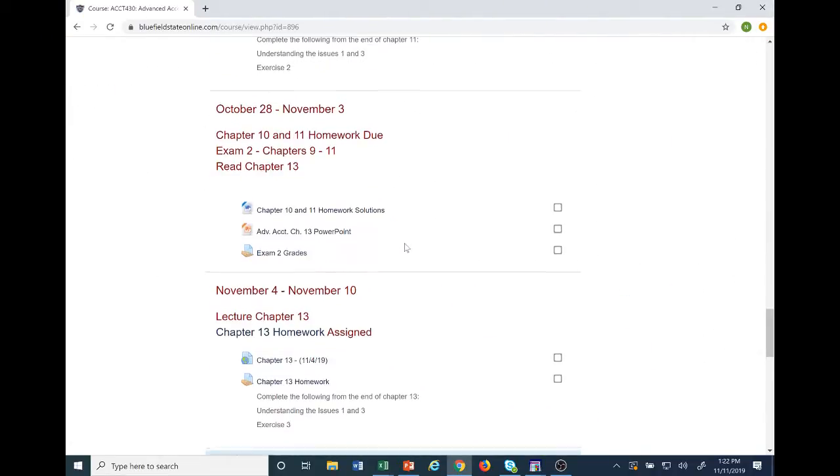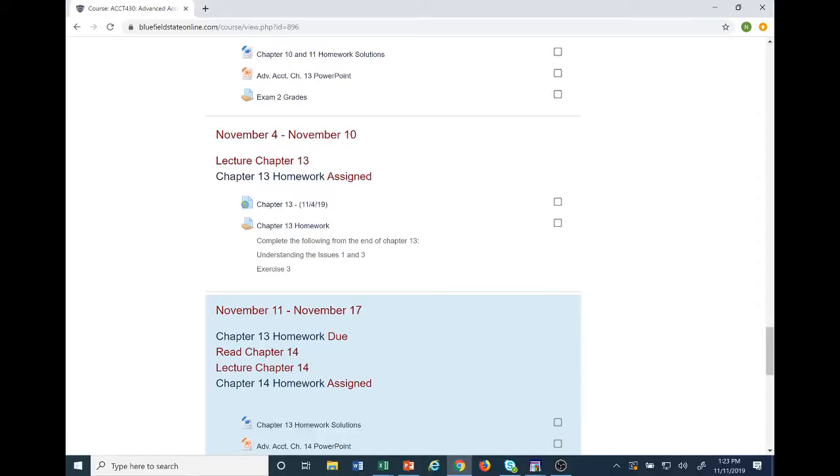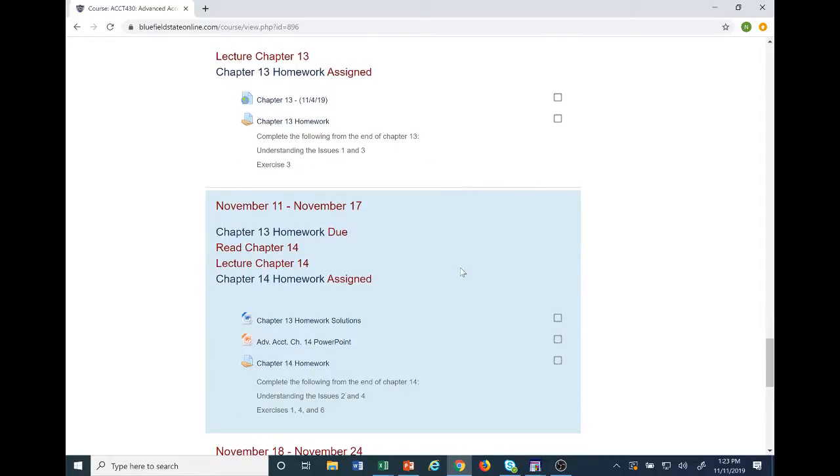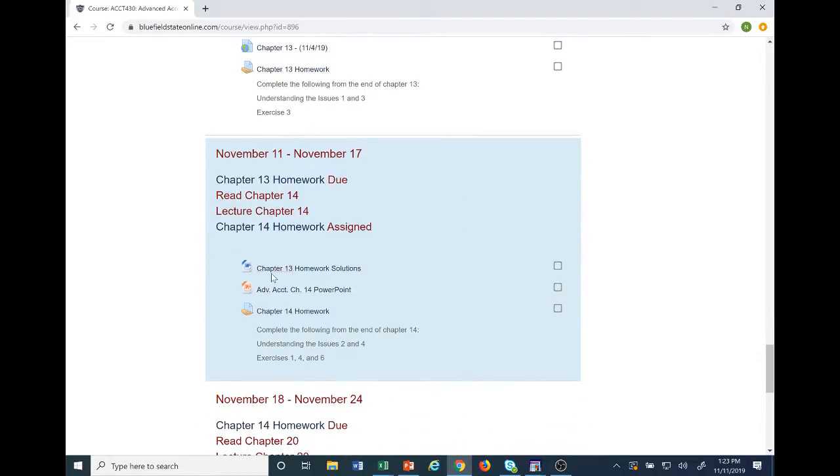Don't forget the Chapter 13 homework. It was assigned last week. Understanding the Issues 1 and 3 and Exercise 3 from the end of Chapter 13 is due today at 11:55. The homework solutions for that chapter are available here. Once again, use these as a key to guide yourself through the answers. Please attempt them before looking at it.